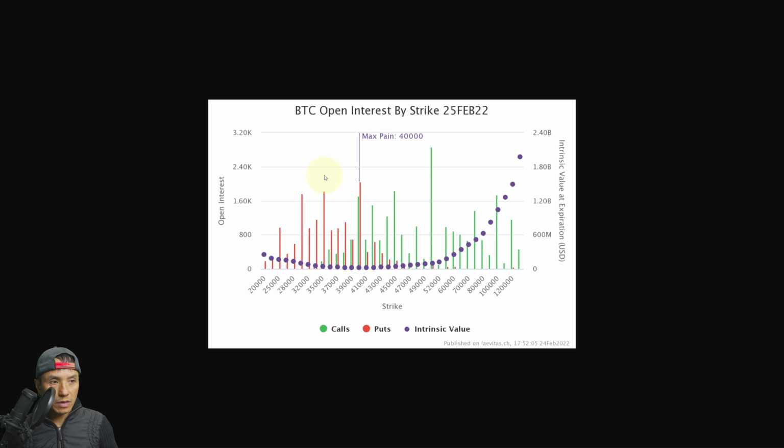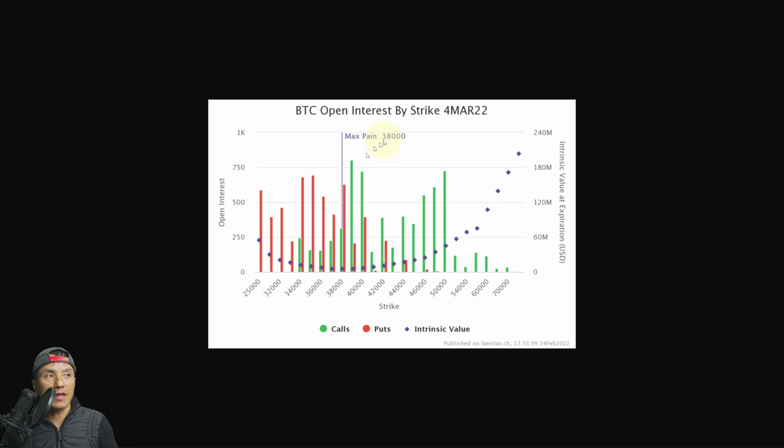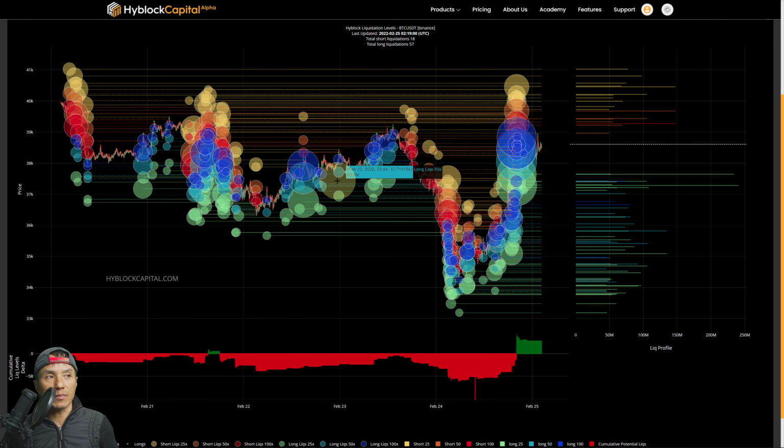Let's go to, and on the 26th, max pain is 37. So tomorrow, max pain is 40, and then drops back to 37. And then March the 4th, back to 38. So what are we looking at here? We're looking at 40, 37, 38. So it's still kind of bounced around upper 30s, right? But tomorrow, we'll see how they're going to move the price.